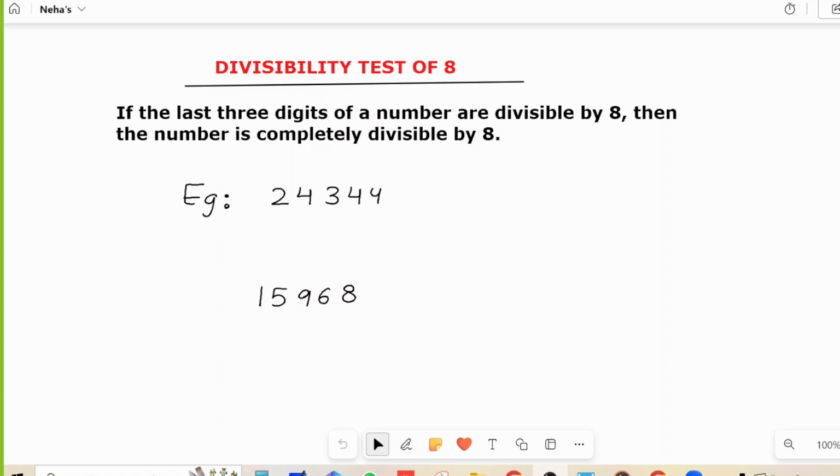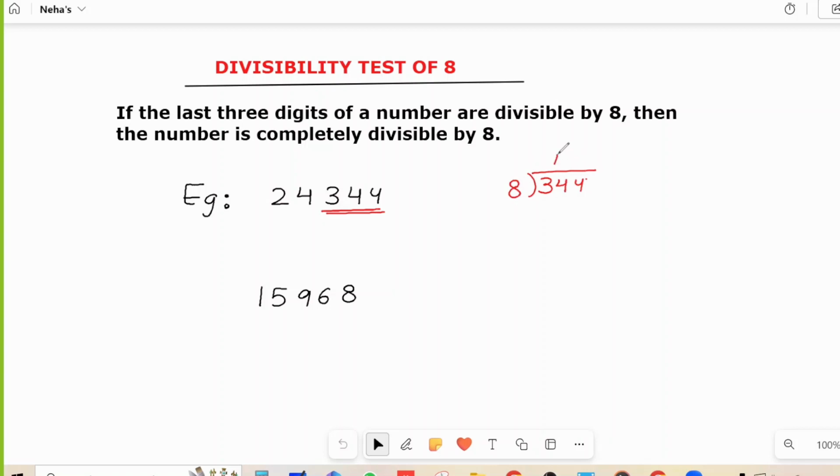Let us now understand the divisibility test of number 8. According to the test, if the last 3 digits of a number are divisible by 8, then the number is completely divisible by 8. Let us understand this with the help of few examples. Suppose we have a number 24,344. We will take the last 3 digits and verify whether these are divisible by number 8 or not.